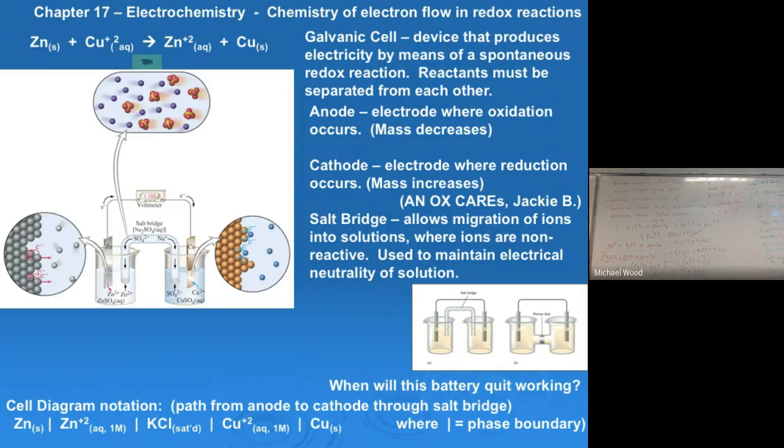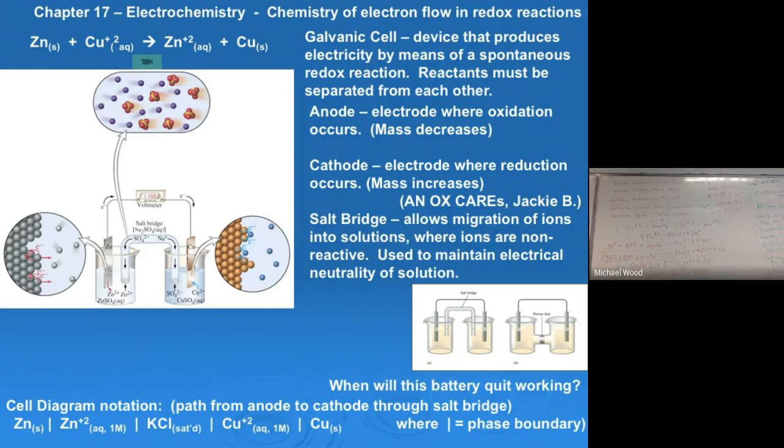And here's a couple of mnemonic devices. We had Leo the lion goes grr, an oil rig. Here, an ox cares. Anode, oxidation, cathode, reduction. Anode, oxidation, cathode, reduction, and ox cares. And another little mnemonic device I have is fat cat. Fat cat, meaning the electrons go from the anode to the cathode.